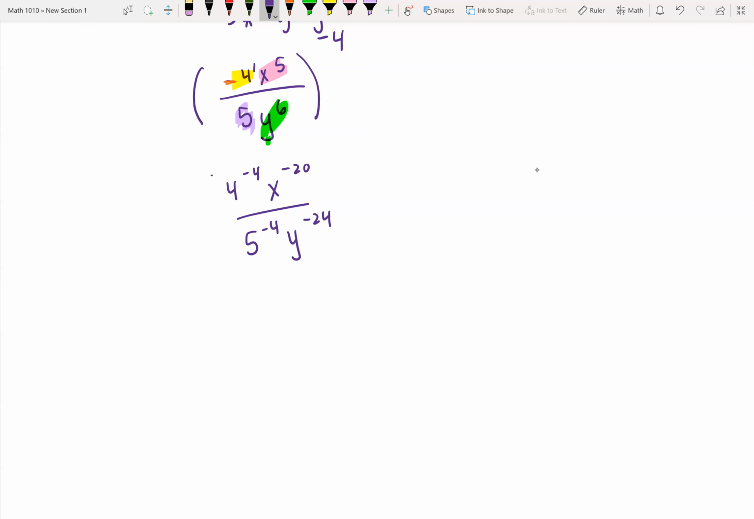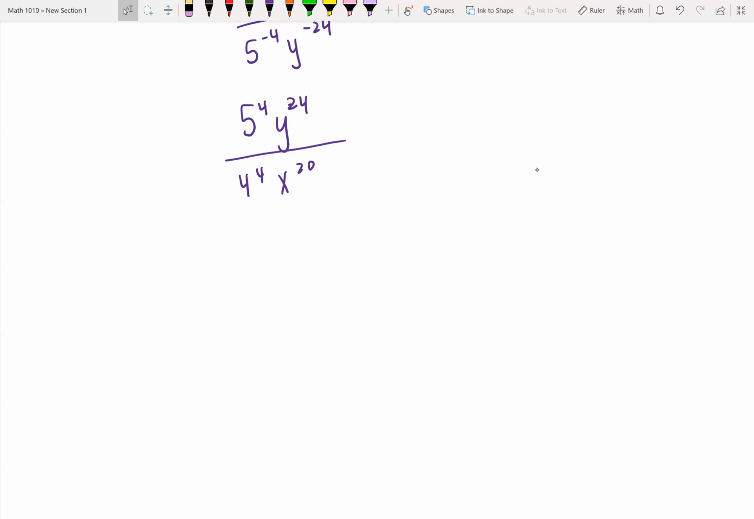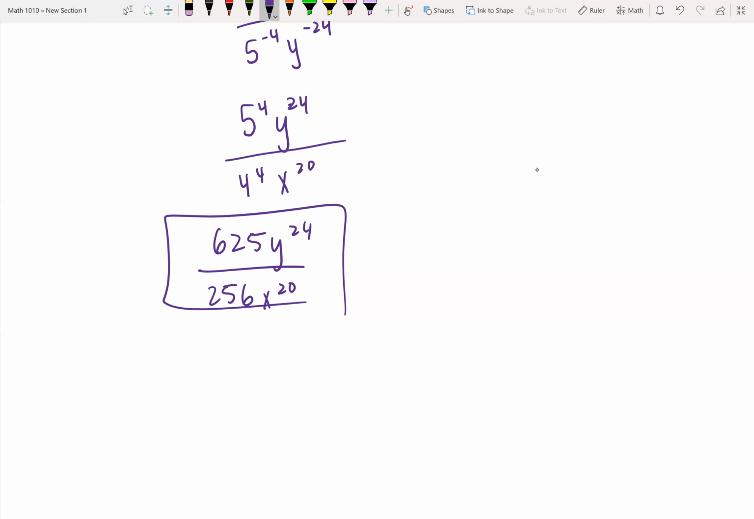Now, everything has a negative exponent. So bring the bottoms to the top, and those exponents are positive. Bring the top to the bottom. Exponents are positive. So now 5 to the 4th is 625, y to the 24th. On the bottom, 4 to the 4th is 256, and that's going to be x to the 20th, and that's your answer.